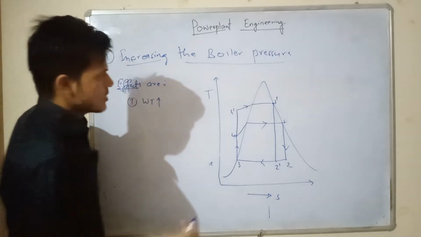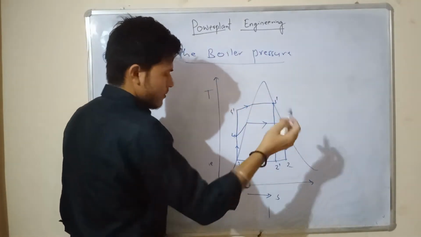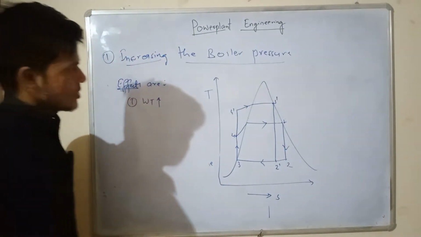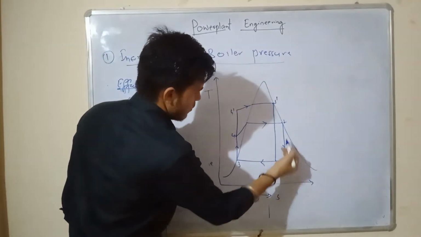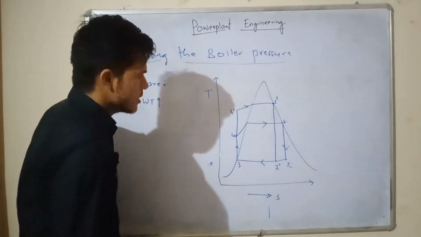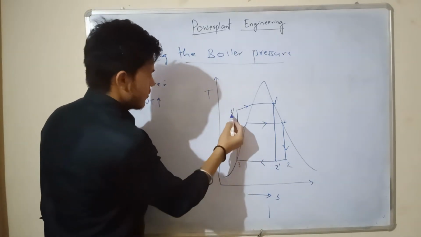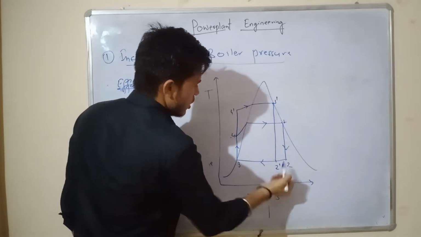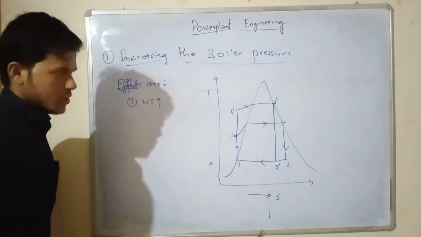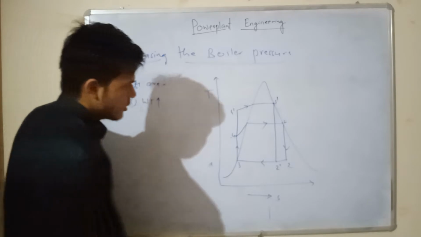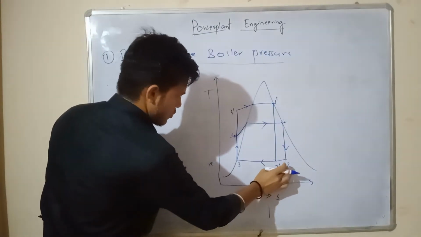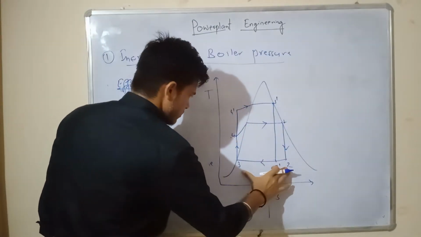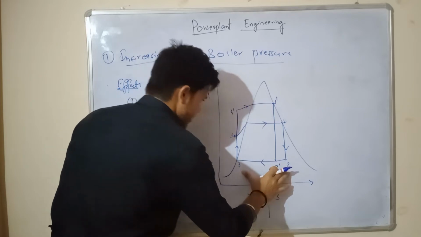How it increases: before increasing the pressure, our work done is from 1 to 2, but after increasing the pressure from 4 to 4 dash, the turbine work increases from 1 dash to 2 dash. So WT increases.